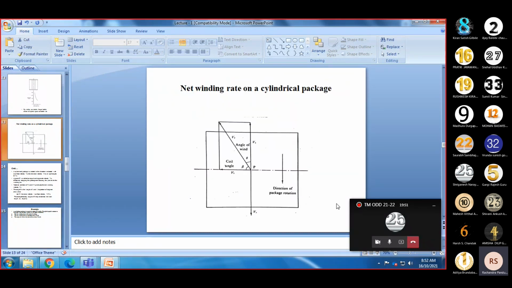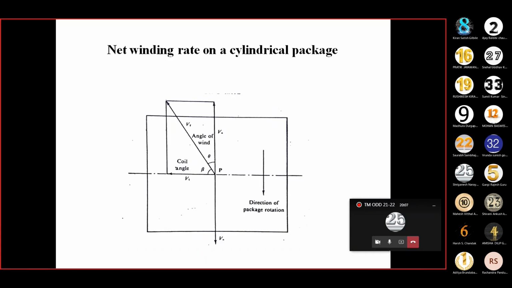So I have taken an image here. I have taken it directly from the book because it will be very difficult to draw it on the screen by use of a mouse. So you can see. Consider this is a package, this rectangle. Our package is actually cylindrical. I am representing it geometrically, hence I have drawn it like this.